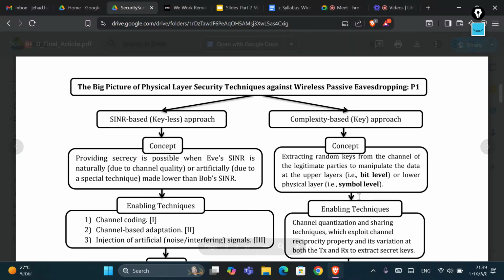Hi and welcome everybody to the lecture titled The Big Picture of Physical Layer Security Techniques Against Wireless Passive Eavesdropping.